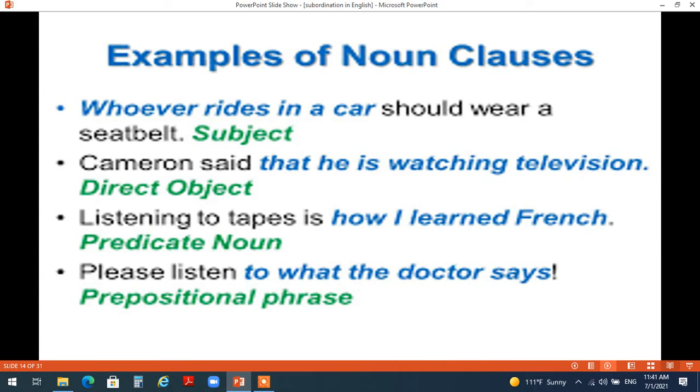In the final example, please listen to what the doctor says. What the doctor says, this is the nominal or the noun clause which starts with the WH word what, and regarding the position of this noun clause, since it is preceded by the preposition to, then it is used as a prepositional phrase. إذا ما دام كان مسبوق هنا بحرف جر إذا راح يكون موقعه أو وظيفته it is used as a prepositional phrase. إذا هذه هي المواقع التي تشغلها الnoun clauses في الجملة كما ترون حسب موقعها في الجملة.